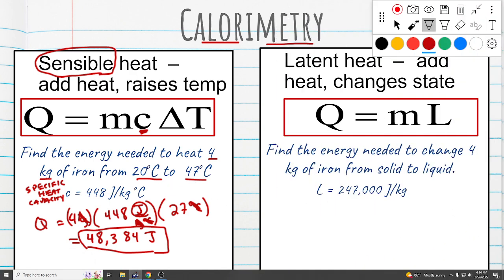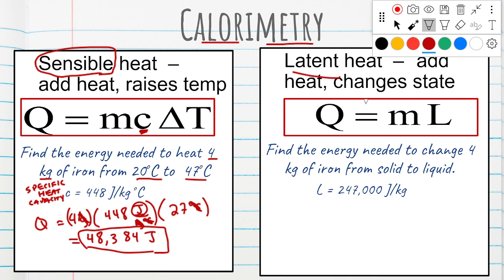Now the other kind's a little stranger. This is called latent heat. Latent means not seen, hidden heat. So if I've got a glass of water here and I stick a thermometer in there and I build a fire underneath the thing, it's going to start heating up that water, and I'll see the temperature rise on the thermometer. That's the sensible heat. That's when I add heat and the temperature goes up.